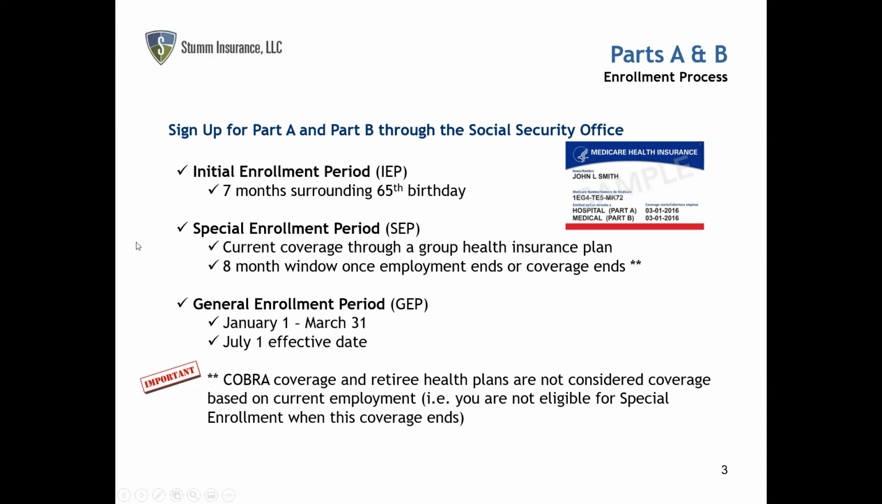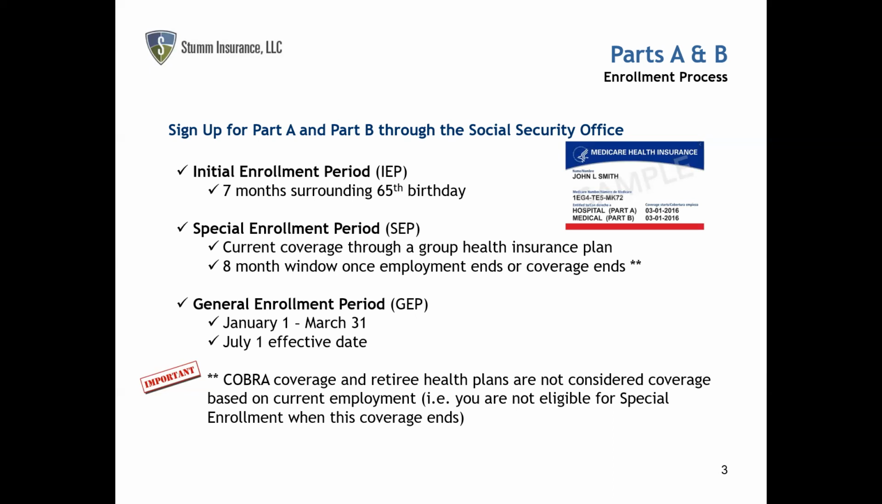The second time that you'd be eligible to sign up is very common. It's called a special enrollment period. And this period happens when someone is still working. So for example, if you are turning 65, but you're still actively working for a large group, a group meaning over 20 employees, then you might not want to sign up for Medicare or need it because you have coverage through your company.